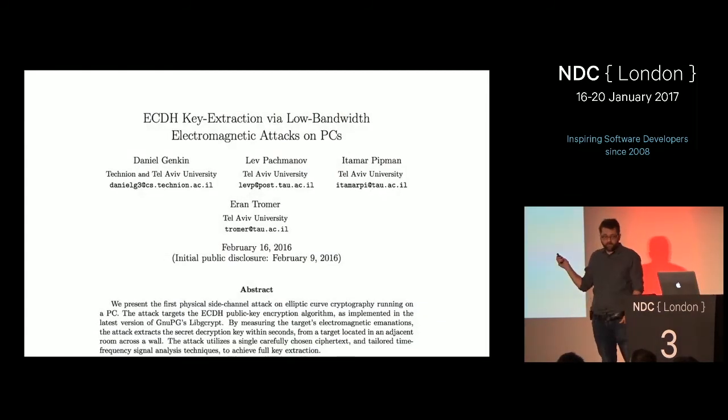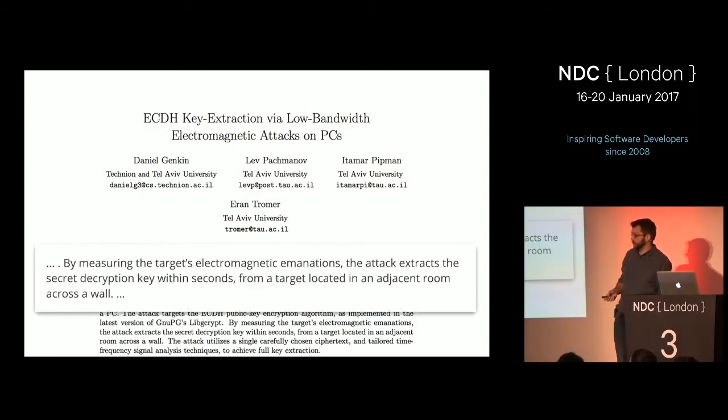And then there's this thing I found the other day. I'm going to zoom in a bit. By measuring the target's electromagnetic emanations, the attacker extracts the secret decryption key within seconds from a target located in an adjacent room across a wall. That's kind of scary. Just by measuring radiation from your laptop, they can get the encryption key.